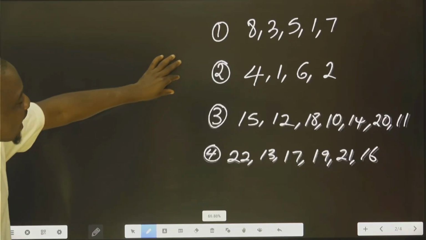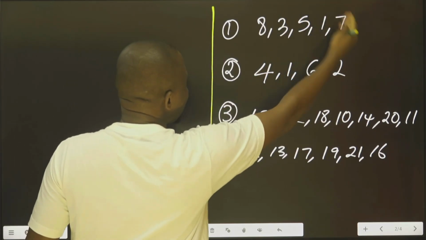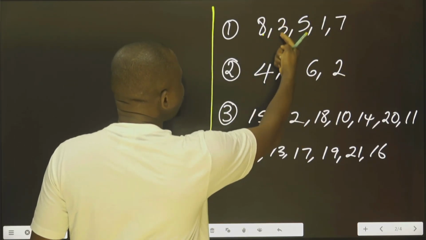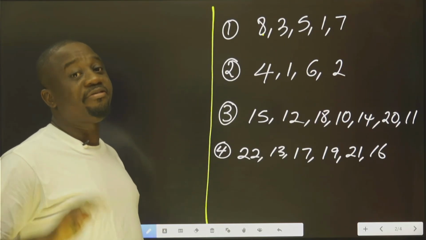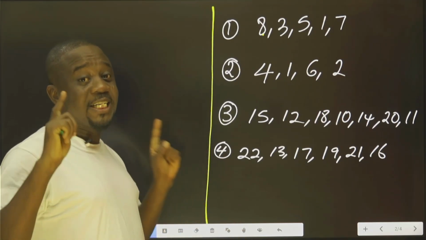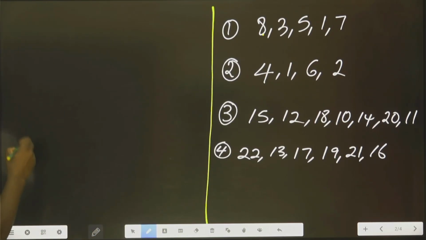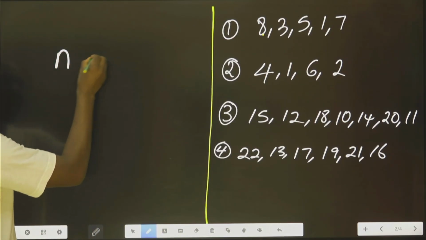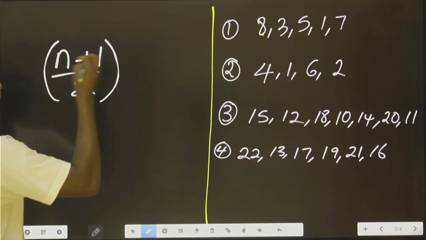For the first one, we have 8, 3, 5, 1, 7. Let's count. 1, 2, 3, 4, 5. There are 5. 5 is what? 5 is odd. It means we are going to use the first formula. The first formula says count all of them, add 1 to it, divide by 2. That is how to get the median.